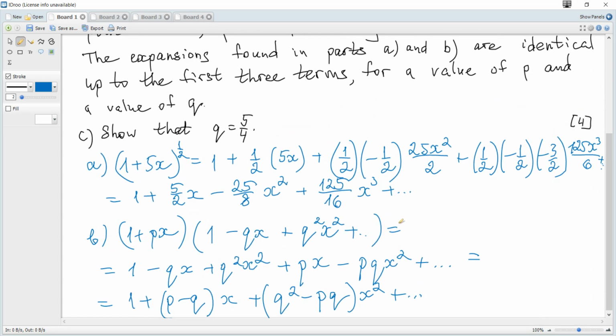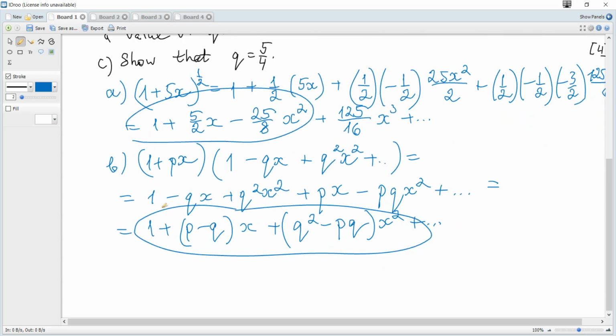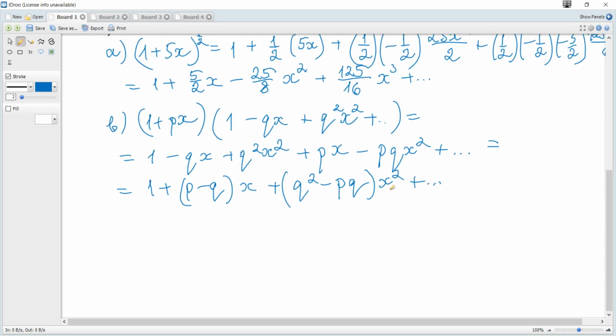The expansions found in parts A and B are identical up to the first 3 terms for the value of p and the value of q. Question C shows that q is 5 over 4. So this is identical to this. And definitely we can equate coefficients in front of the same powers of x.